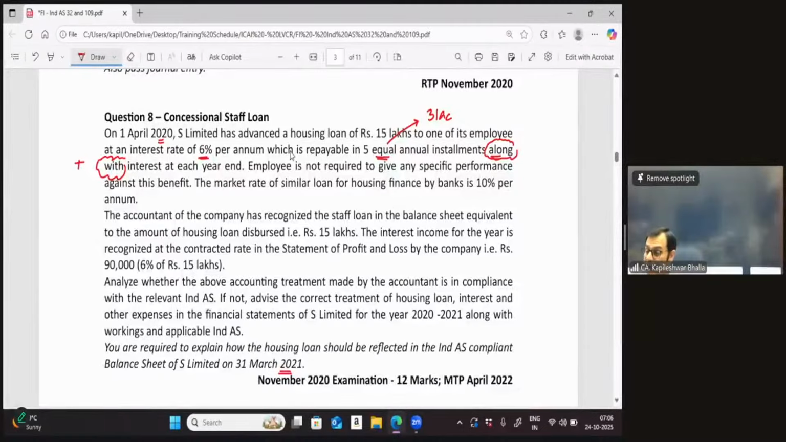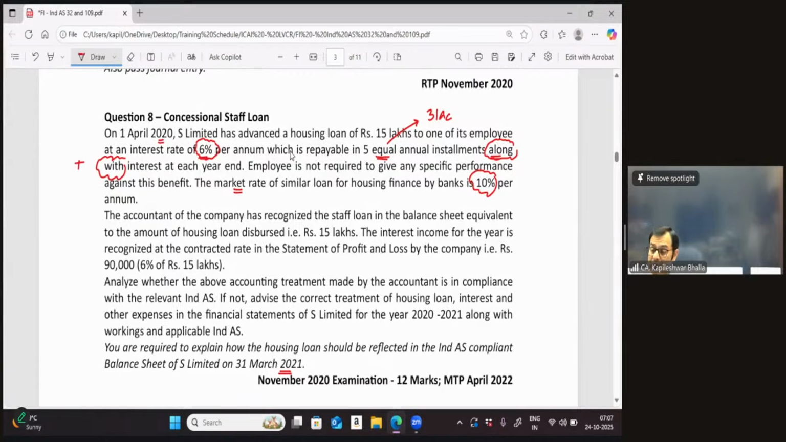It says the employee is not required to give any specific performance against this benefit. And then it says the market rate for a similar housing loan by the bank is at the rate of 10%. One thing is very clear: the contracted rate of interest on the loan is 6%, and the interest rate on a similar loan in the market is 10%. So that proves that it is an off-market transaction.